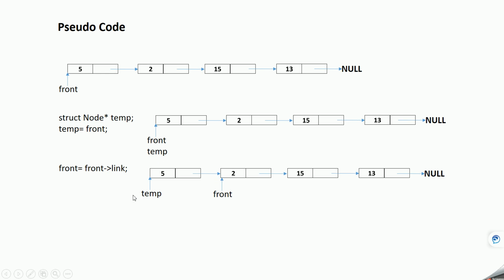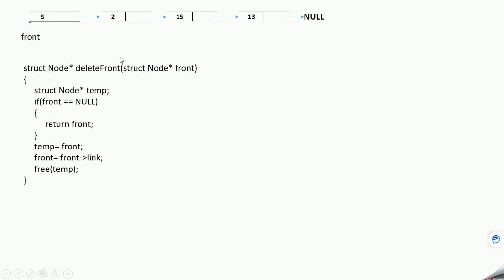Now we have to remove this node. To remove it, we write code like this: free temp. Temp was pointing here, and we moved front to the next node, and now we are deleting temp, so this node will get deleted. The linked list will become like this, and the 5 will get deleted. This is the pseudocode that will help us to delete a node from the beginning or front side of a linked list.